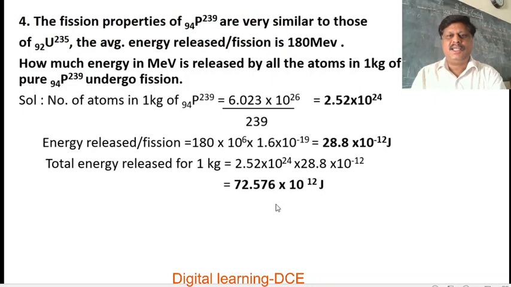So the final answer is: energy released by all the atoms in 1 kg of pure 94 plutonium-239 that undergo fission is 72.576 into 10 power 12 joule. We can convert this value into electron volt by dividing it by 1.6 into 10 power minus 19. Then we can get the answer in MeV.